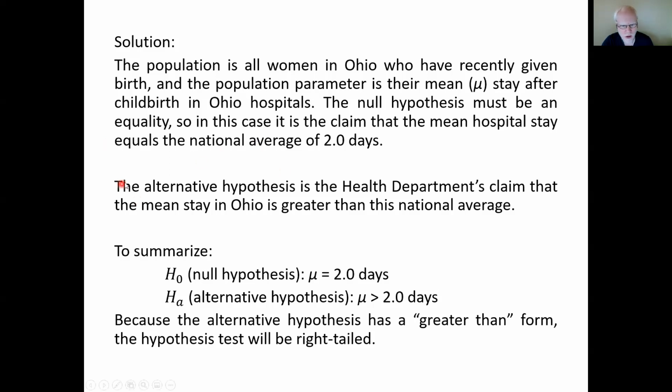The alternative hypothesis is the health department's claim that the mean stay in Ohio is greater than the national average, right? So greater than in this case. So we've got a null hypothesis that the mean stay is equal to 2.0 days, and an alternative hypothesis that it is greater than 2.0 days. Because the alternative hypothesis has a greater than form, the hypothesis test will be right-tailed.